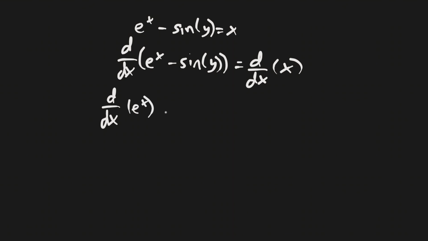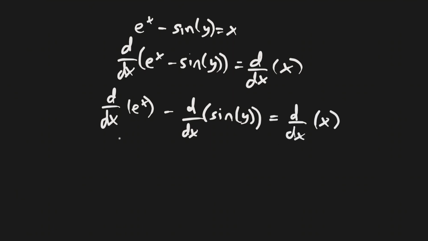So I'm just splitting this into two parts using the sum/difference rules. In this case, the difference rule. It's going to be the derivative of sine y is going to be equal to the derivative of just x. So what is this going to be equal to? Well, the derivative of e to the power of x, this is beautiful. It's just e to the power of x.